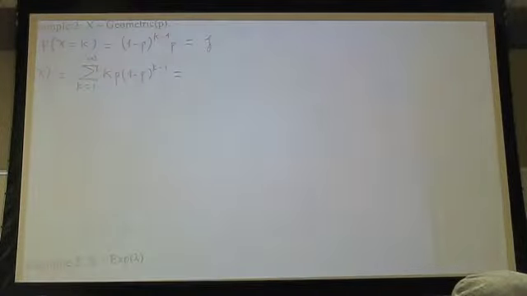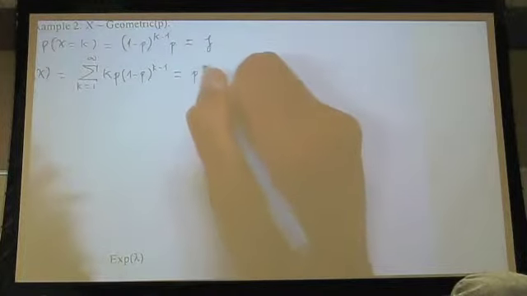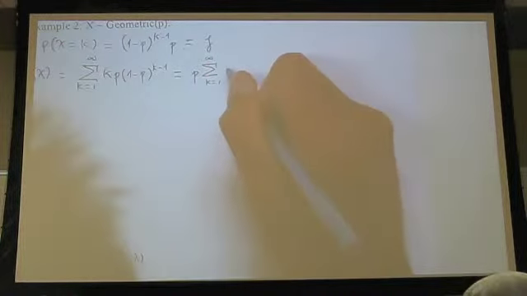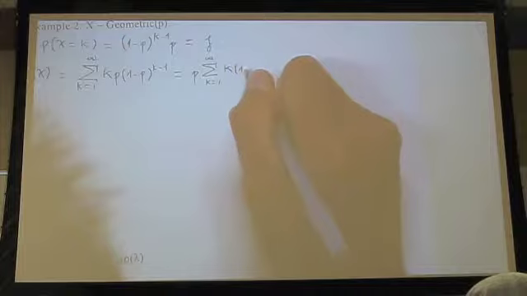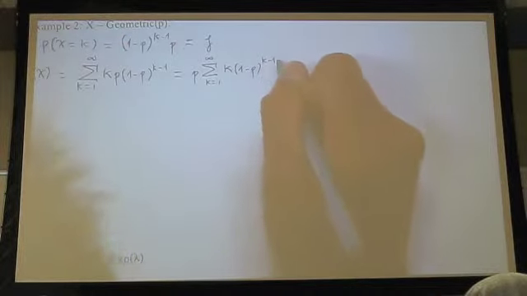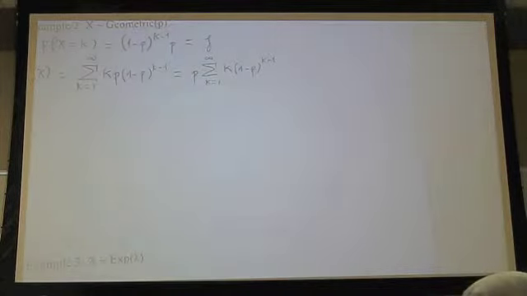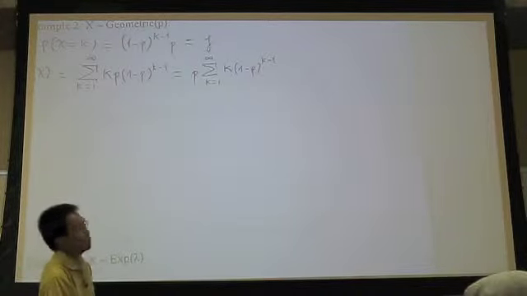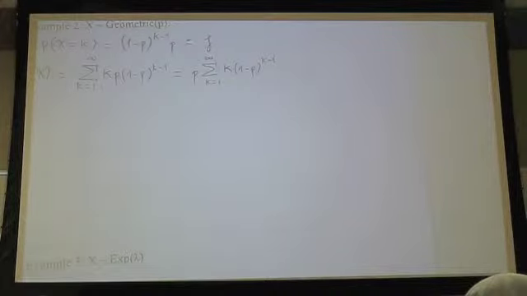So let's think about it. P right here is independent of k. Can I pull it up front? Right? So I'm going to have p right here, summation of k equal to 1 to infinity of k right here, 1 minus p to the k minus 1. So far so good? I probably have to use this thing from calculus.